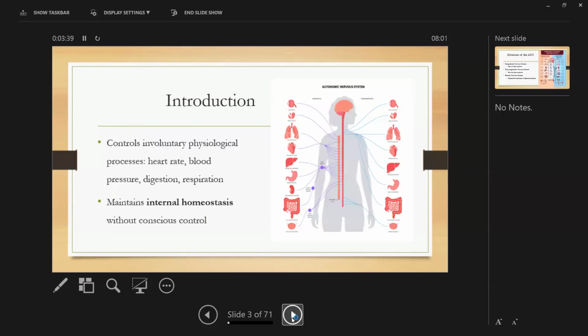So, introduction. What is the autonomic nervous system? Why is it needed? It maintains internal homeostasis without our consciousness. It is not under our voluntary control. It is needed for internal homeostasis, and for every physiological process that occurs inside our body.